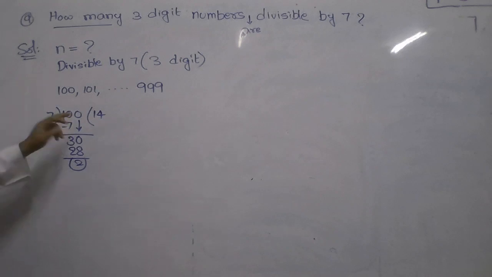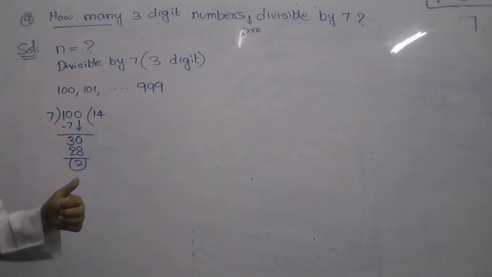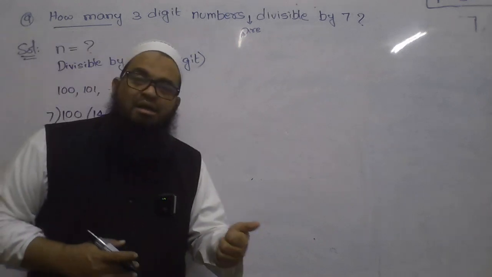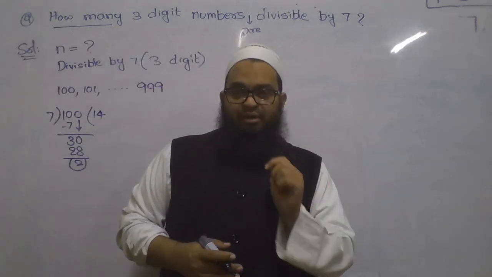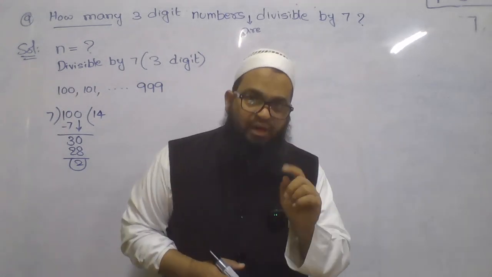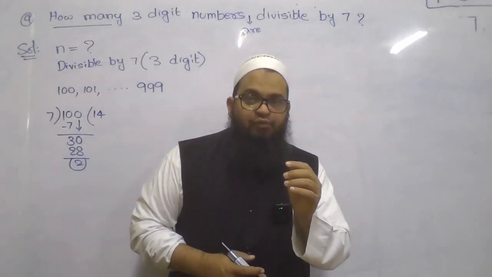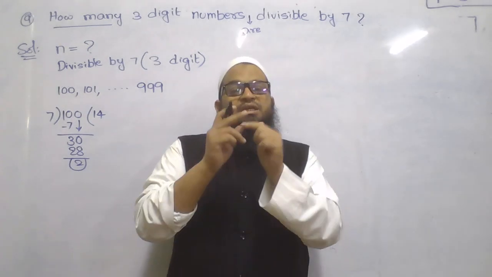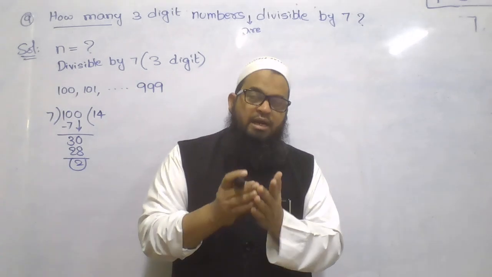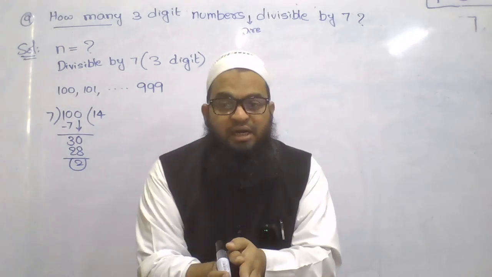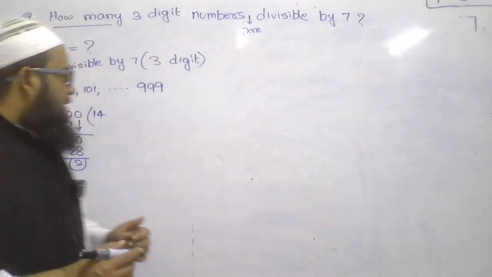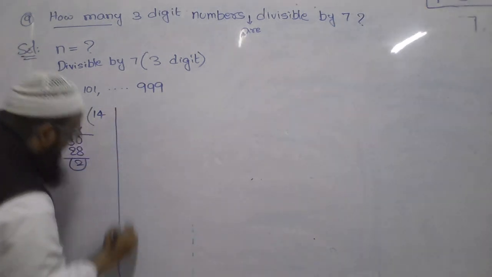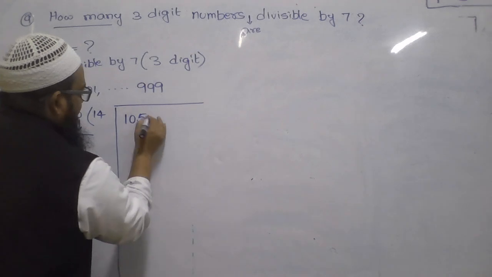That means what is the number divisible by 7? 100 minus 2, that means 98. So 98 is divisible by 7. Okay, 98 is the multiple of 7. Try to understand it carefully. 98 is the multiple of 7, right beta? So what is the next multiple? 98 plus 7. What is 98 plus 7? 105. So the first three-digit number that is divisible by 7 is 105.